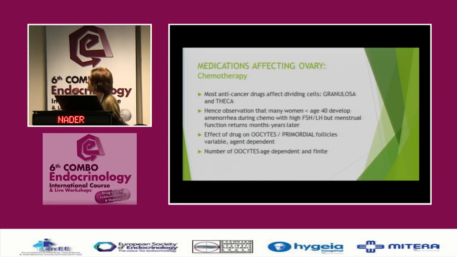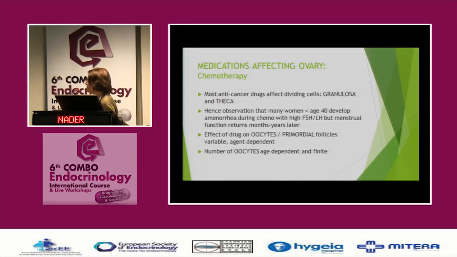And this is the ripe, mature Graafian follicle, but there's a big, long growth process to get to that point. Now, the medications that affect the ovary as far as loss of germ cells, or effect on ovarian function directly, are of course the chemotherapeutic agents. And most anti-cancer drugs affect the dividing cells, the granulosa and the theca that are proliferating and active during folliculogenesis. And hence the observation that many women less than the age of 40 develop amenorrhea during chemotherapy with high LH and FSH, but menstrual function returns months and sometimes even years later.